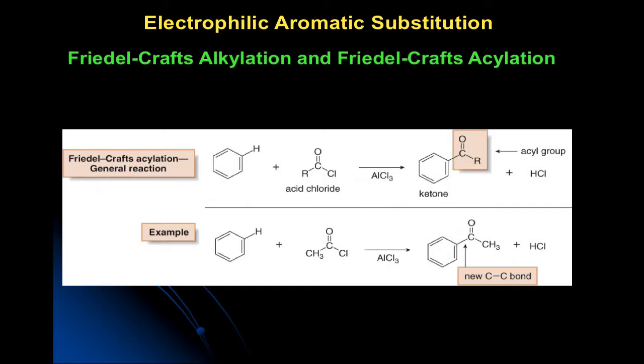So, very, very similar to the Friedel-Crafts alkylation, except instead of making a carbon-carbon bond to an alkyl group, we're making it to a carbonyl, and so we can convert aromatic rings into ketones, right? So we can make ketones very, very easily.